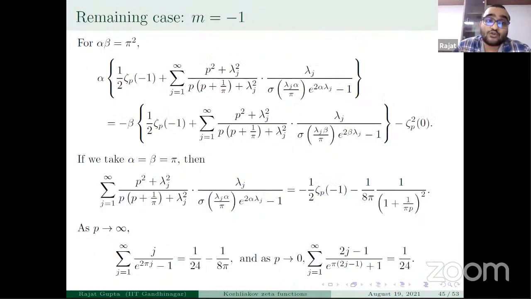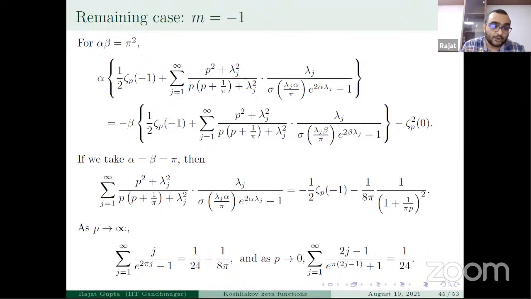Now, if we take the m equal to minus 1 case, that is the remaining case of the previous theorem, then for alpha beta equal to pi square, we have this representation. And again, if you take alpha beta equal to pi, then you have the following representation. And if you take p tends to infinity, then we get the closed form of such a series, which is very well known, that the sum j equal to 1 to infinity, j upon e to the 2 pi j minus 1, is equal to 1 upon 24 minus 1 upon 8 pi.